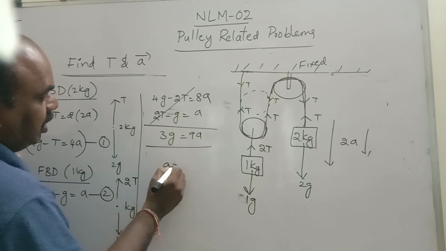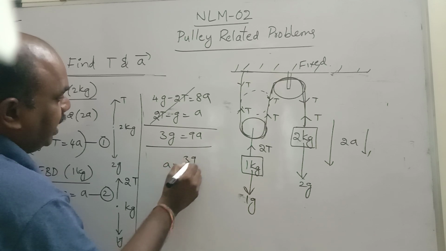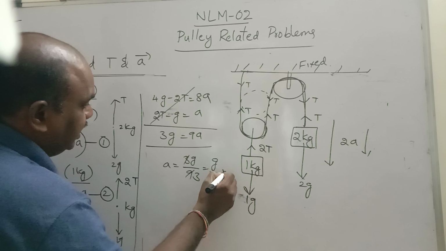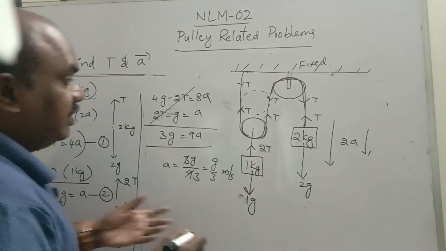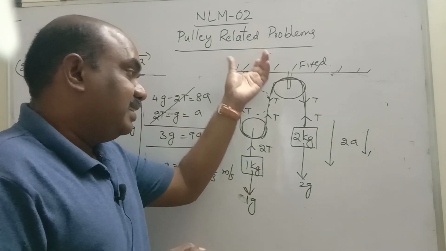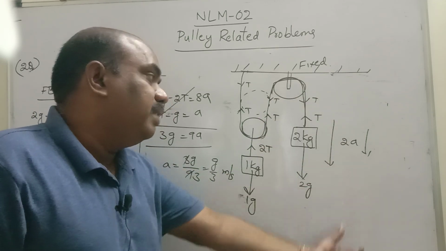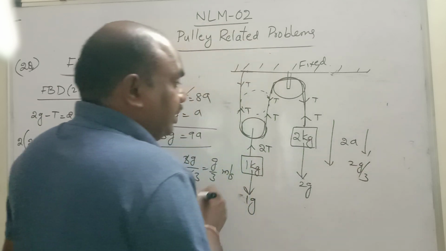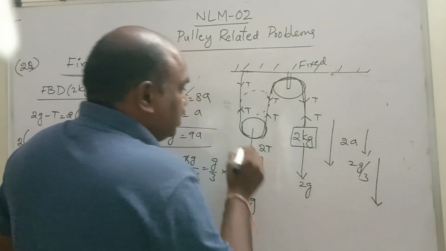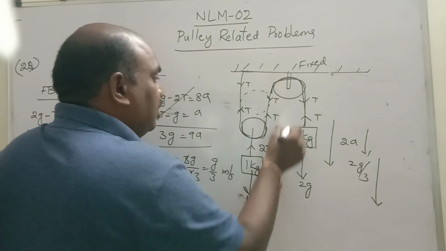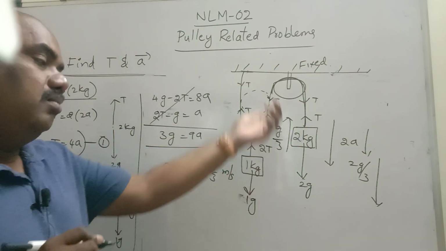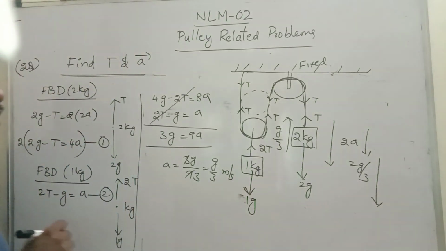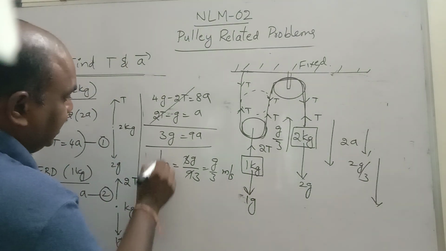From this, a is equal to 3g by 9, 3 ones are 3, 3 threes are 9. So g by 3 is the acceleration of the system. That means this pulley goes up with g by 3 acceleration and this pulley comes down with 2g by 3. The acceleration of 2 kg is 2g by 3, because it is multiplied by 3. 2g by 3 acceleration comes downwards. This is g by 3 upwards. 1 kg is going up with g by 3 acceleration, and 2 kg is coming downwards with 2g by 3 acceleration. We got the acceleration g by 3.